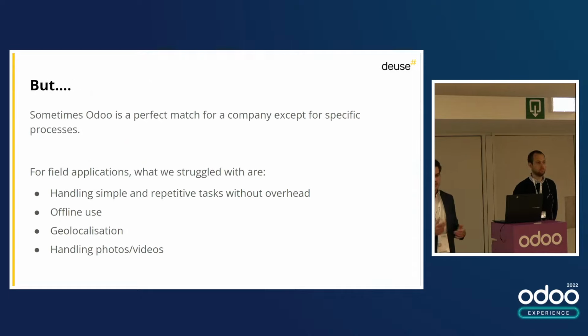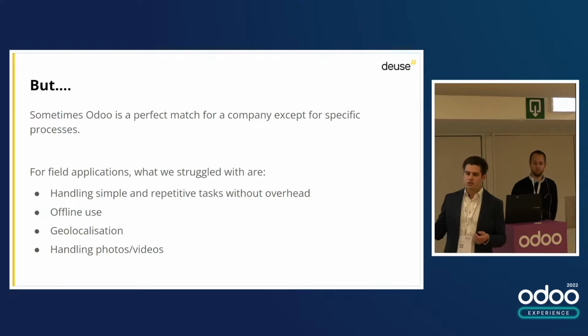But sometimes Odoo matches 80% of your company, and you have 20% that are not matched in Odoo. And then the question is, what are we going to do? Are we going to change Odoo? Are we going to drop those 20% because they are not important? Or are these 20% really important, and do we need to find a solution outside of Odoo to implement them?